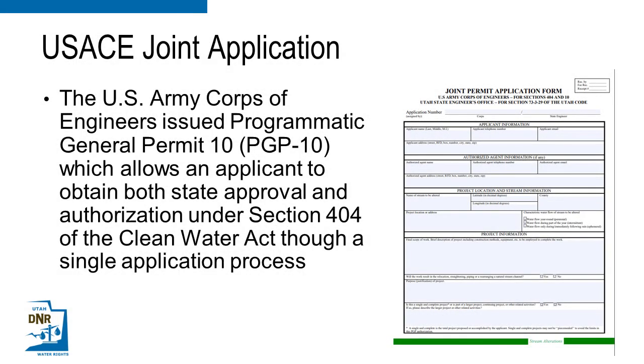Because stream alterations generally require approval from both the state and the U.S. Army Corps of Engineers, the state and Corps have partnered to create a joint permit process referred to as Programmatic General Permit 10, or PGP 10. This joint permitting allows an applicant to receive approval for the alteration from both agencies through a single application process. It's important to note that while PGP-10 works for most applications, it does not work for all of them, and applicants may find it necessary to file separate applications with both the state and the Army Corps of Engineers.